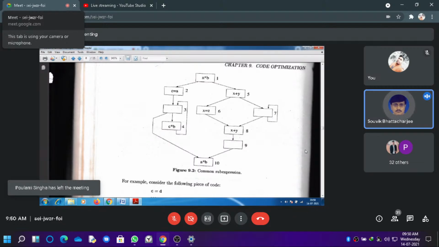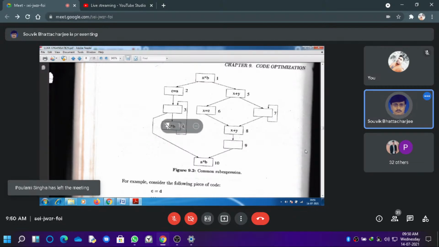Is it clear? But this is not the common approach, because common subexpression means basically we are dealing with the variables. Here A star B and A star B have the same variables and same operator, but here the variables are different, and it is very difficult for a compiler to understand that these three expressions are the common one.